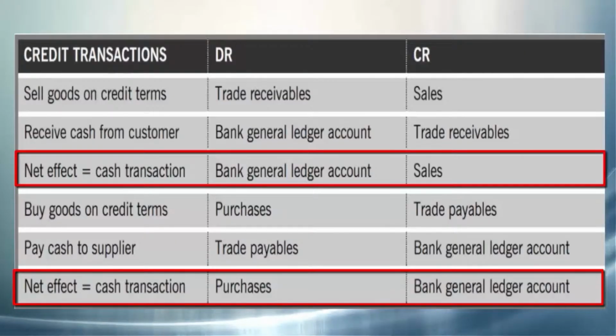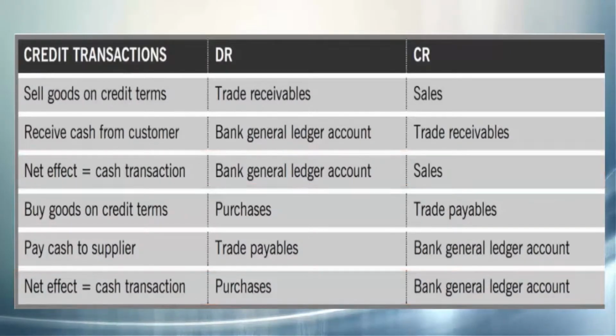However, there's an additional time delay between the initial transaction, recorded in receivables or payables, and the final cash settlement, recorded in the bank account. These extra steps provide a clear record of what's owed to the business and what the business owes others.